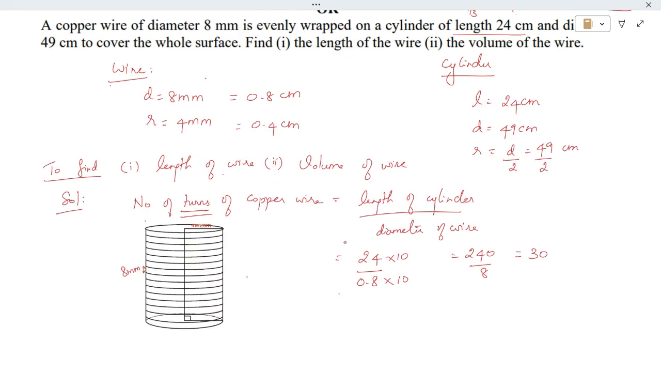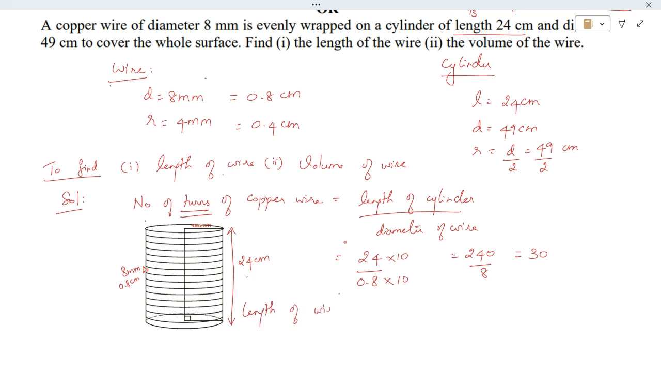Check the figure for better understanding. So the total length of the cylinder or the height of the cylinder is going to be 24 centimeter and the diameter of the wire is 8 millimeter or 0.8 centimeter. So if I divide this 24 centimeter, that is the length of the cylinder, by diameter, I will get the number of turns a copper wire has been wrapped. Okay, so now I need to find the length of the wire, right?